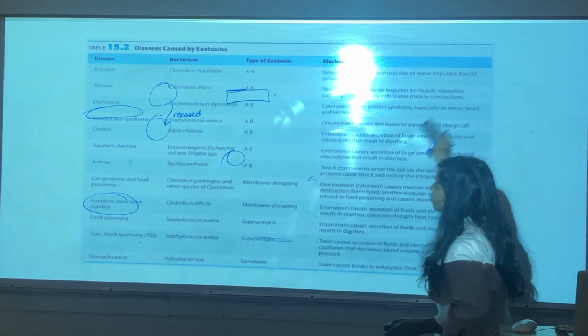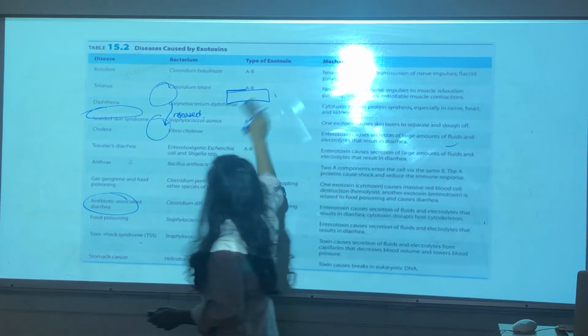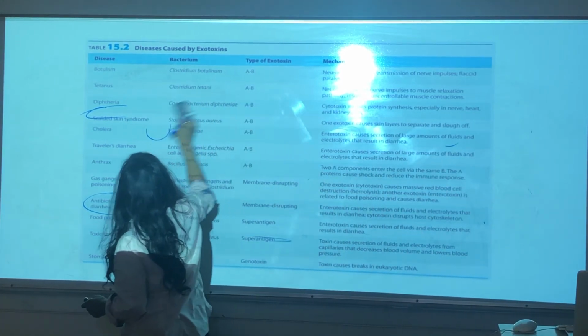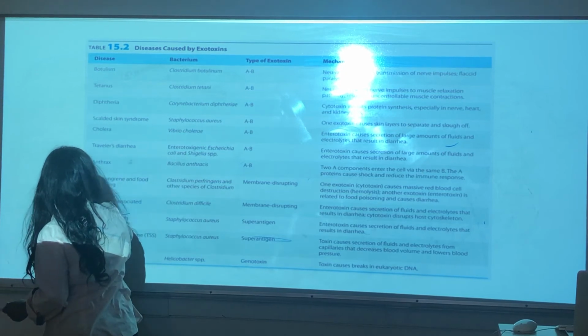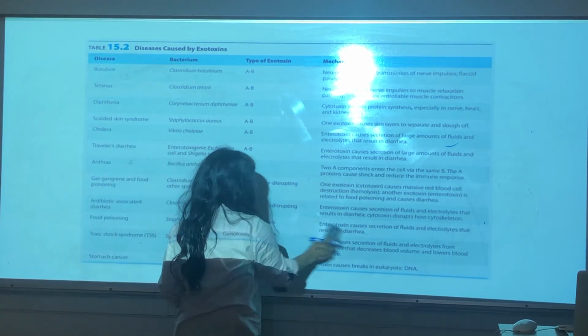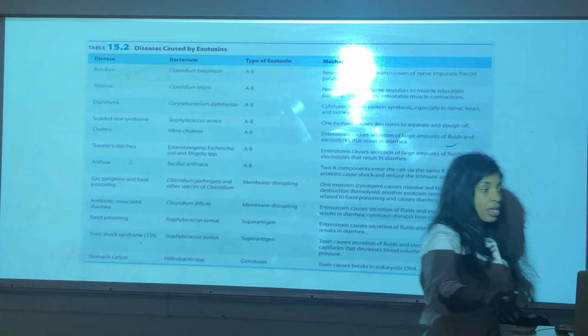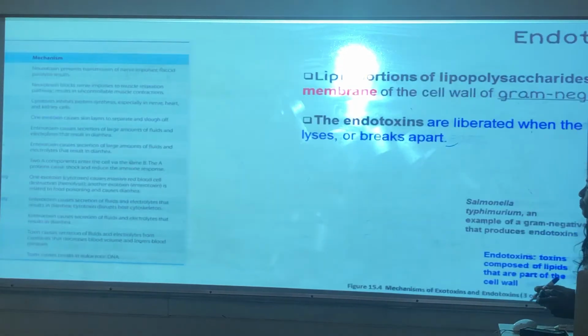There are a number of different organisms that produce different exotoxins, and many of these we'll get to see before the end of our semester.